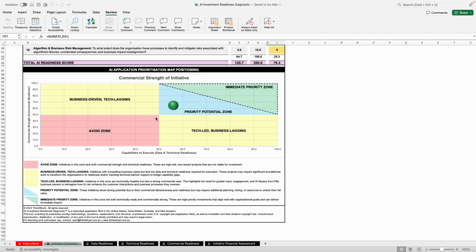The yellow zones denote either strong initiatives commercially but lacking technical readiness, or vice versa. We can see the business-driven tech lagging zone and the tech-led business lagging zone. Finally, the red zone denotes high-risk initiatives that need significant improvements before investment.